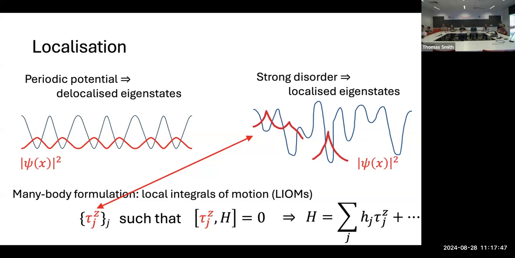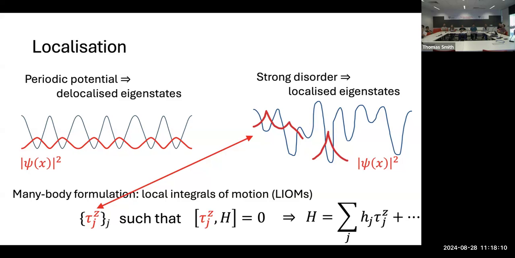And so for nice enough local integrals of motion that are in some sense maximal, this means that the Hamiltonian is actually going to decompose into a sum of these local integrals of motion, and then higher order terms where I have products of local integrals of motion.